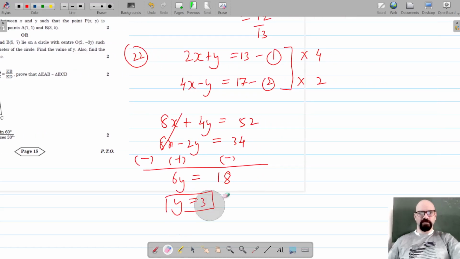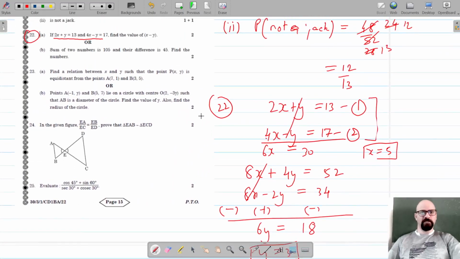And once again, let me just add these two equations. Adding these two equations will give me 2x plus 4x is 6x. The y terms cancel. 13 plus 17 is 30, which gives me x is equal to 5.